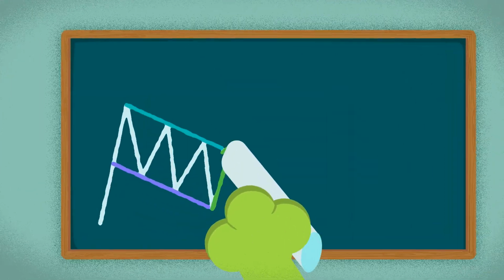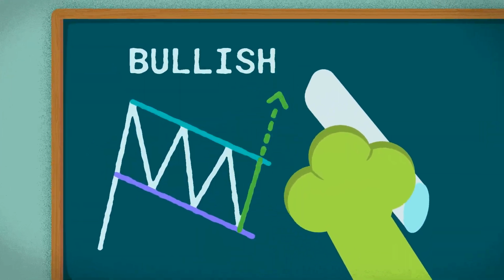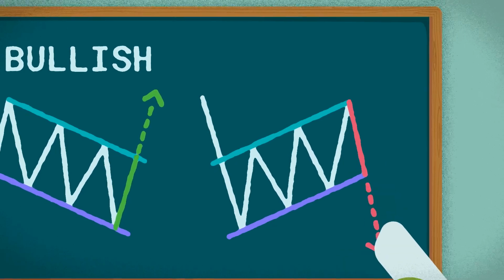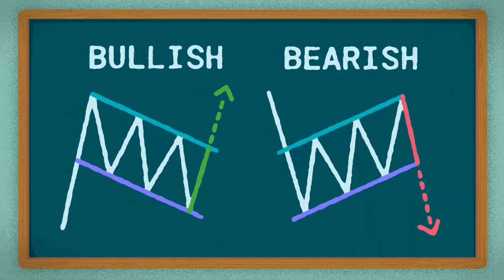Here's a representation of a bullish flag. And here's one for a bearish flag pattern. They more or less have the same structure.